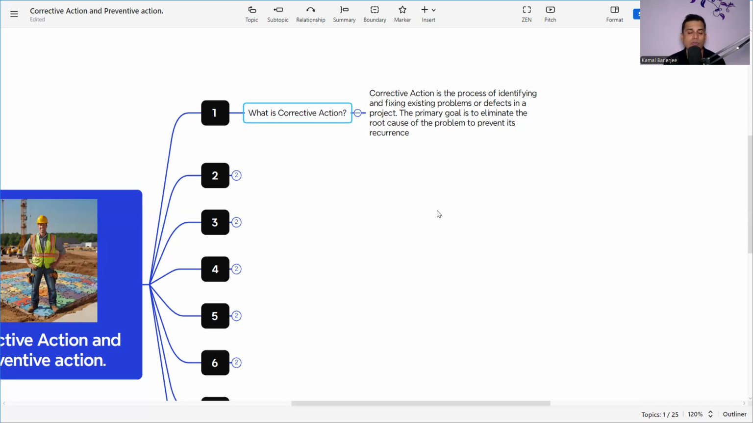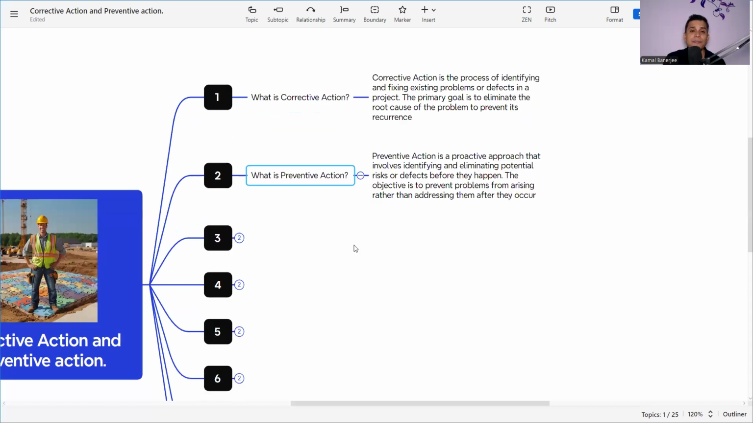Maybe curing issues, maybe the manpower is not experienced. So whatever the reason, we need to find it out and we need to implement it in the process. How? That will be the preventive action. So what is the preventive action? Preventive action is a proactive approach that involves identifying and eliminating potential risks or defects before they happen.